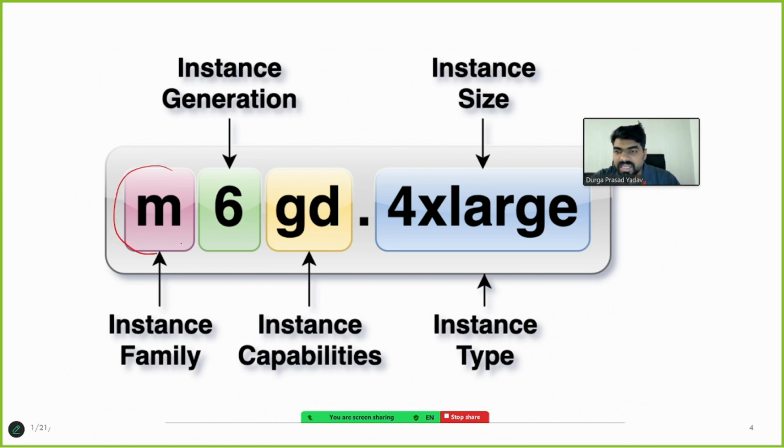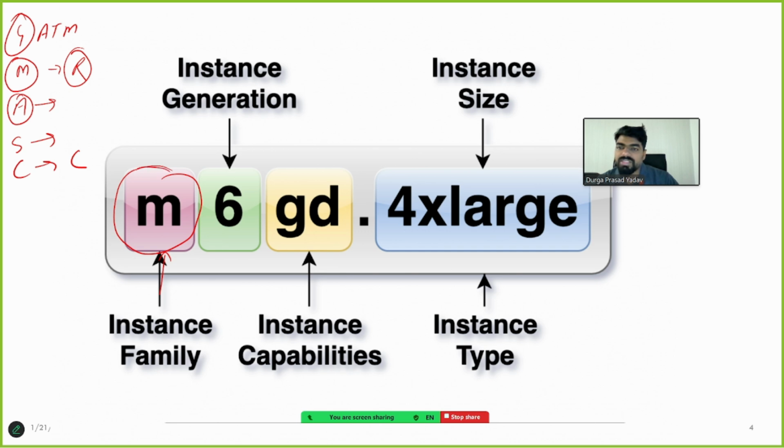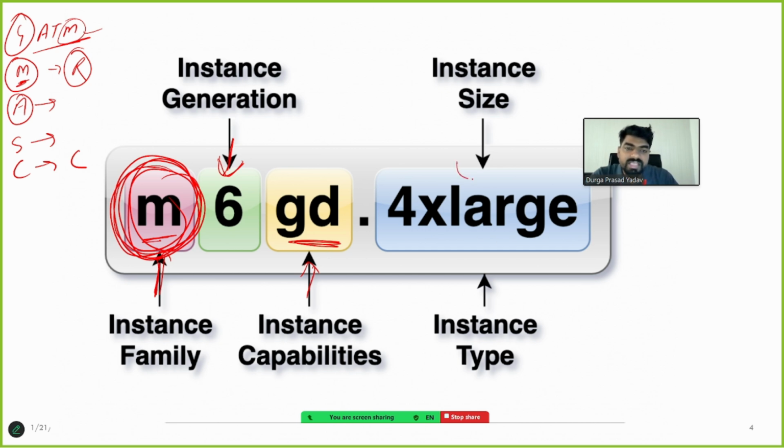Yes, it's visible. So M stands for instance family. If you can remember, we have used ATM for general purpose, right? And for memory optimized, we were using R there. And then A for accelerated, storage, and C for computing. So this M belongs to which family, guys? It belongs to general purpose, because M is here, right? Do not confuse it with memory. Whenever you think about memory, it will come as R, right? So it is the name of the family. This is the generation of the instance, and this is the instance capabilities that will be added further, and this is your instance size and type.